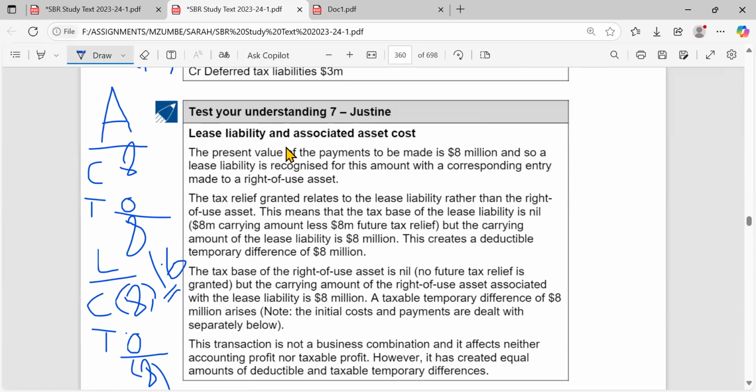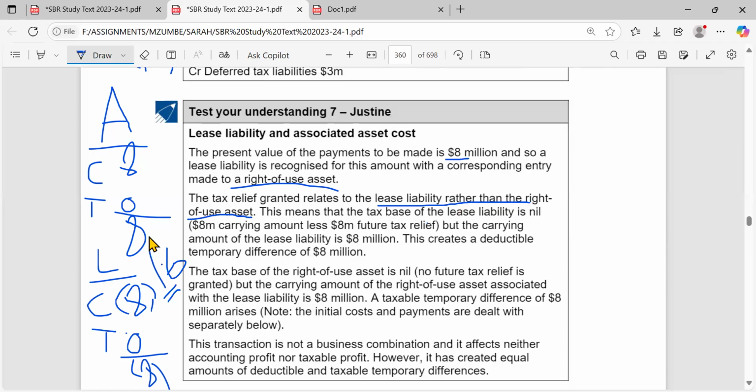Let's go and look at this now. So the present value of this lease payment is 8, like I told you, and it's fine. And recognize it, like I showed you aside here. The tax relief granted relates to the lease liability rather than the right of use asset. For the right of use asset, we wouldn't have recorded anything, right?